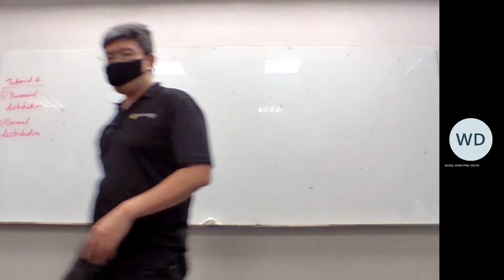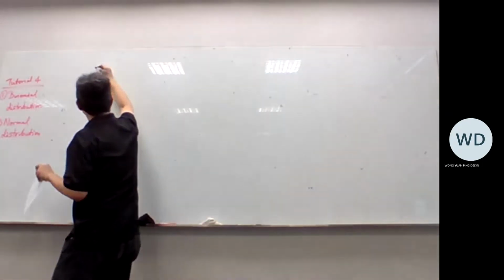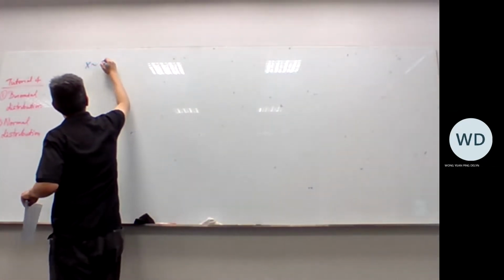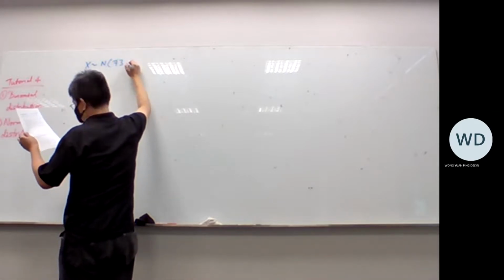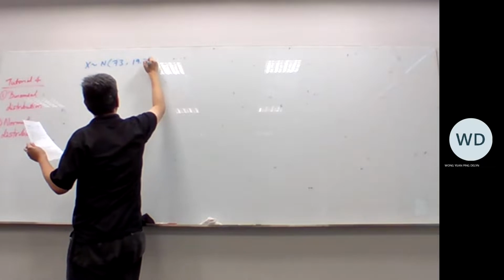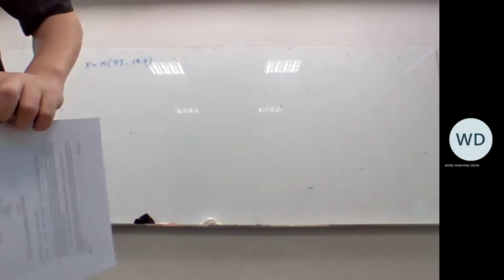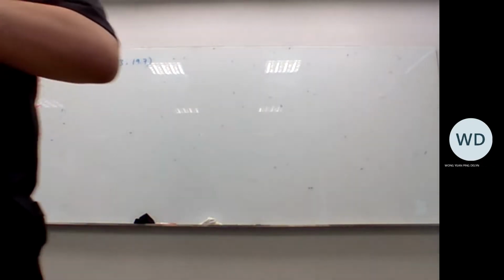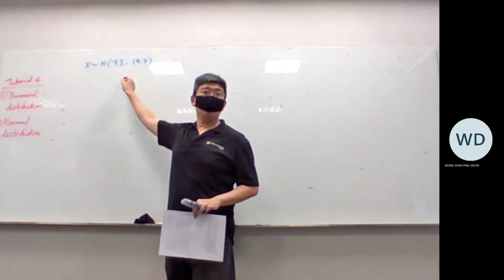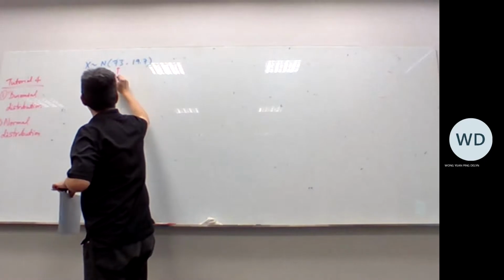Okay. So part E tells you that when the sample size is large, it follows a normal distribution where n is 73, 19.7. So what is 73? Is it the mean, standard deviation, or variance? Which one? Is it the mean? The mean, correct. So this is the mean.